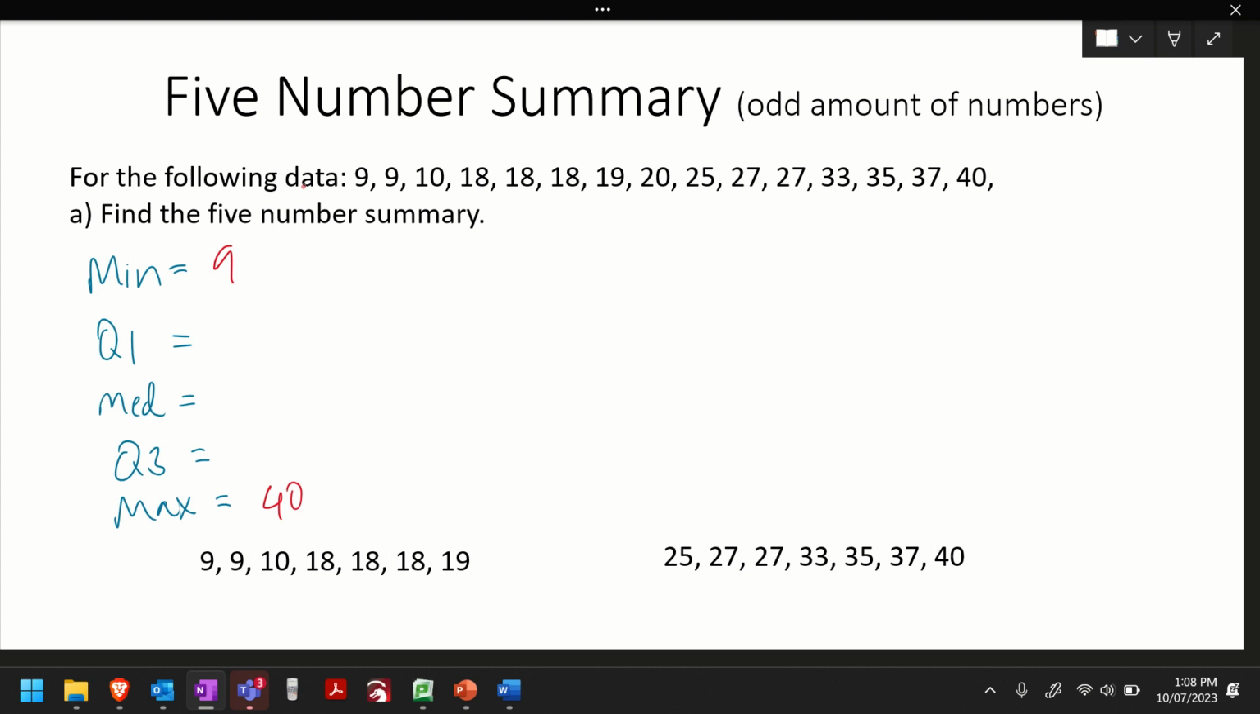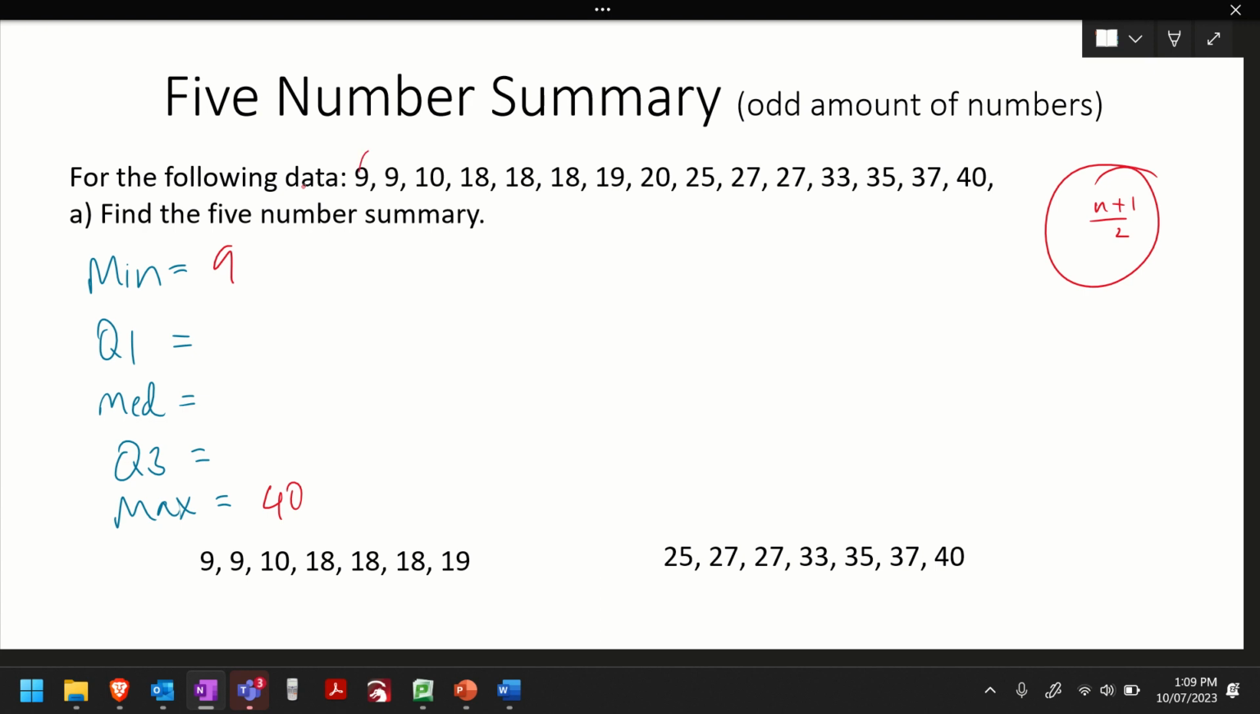Always start with the minimum and the maximum. So in this case, 9 is the minimum. The maximum is 40. Now, the next thing I like to do is the median. So the middle number. If you forgot how to do the middle number, you can count. You can use that formula of n plus 1 divided by 2. This gives you the location of the median, where n is the number of numbers.